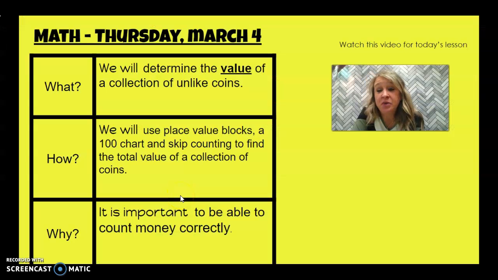So today we will determine the value of a collection of unlike coins. How? We will use place value blocks, a 100 chart, and skip counting to find the total value of a collection of coins. Why? It's important to be able to count money correctly.